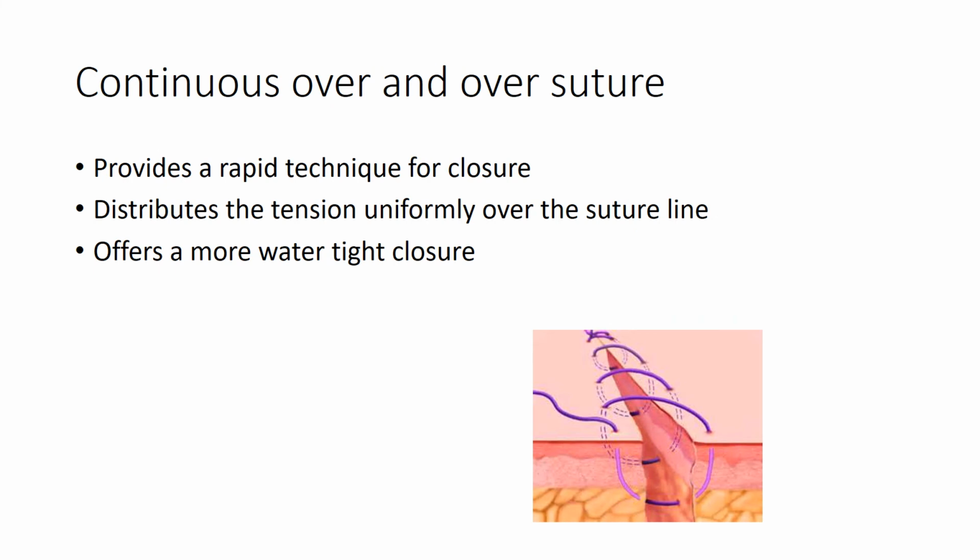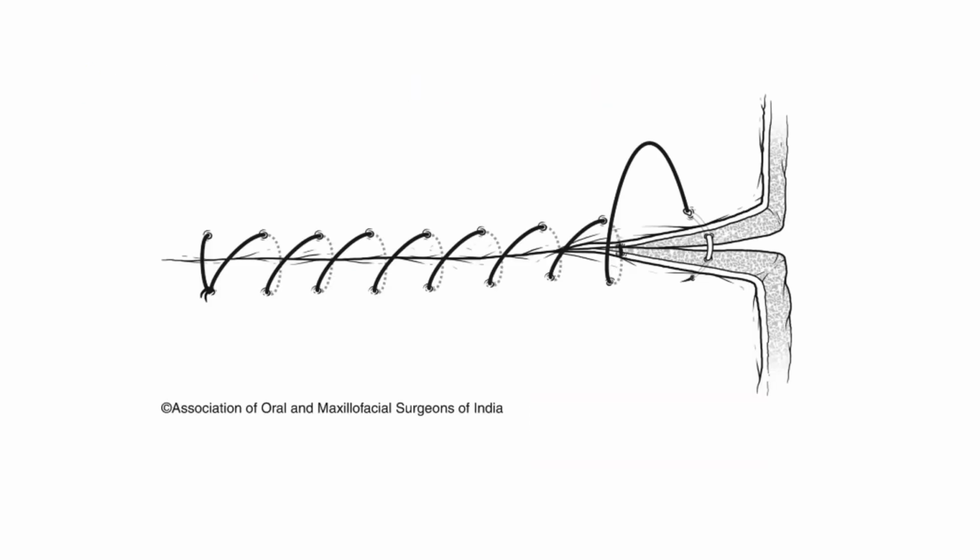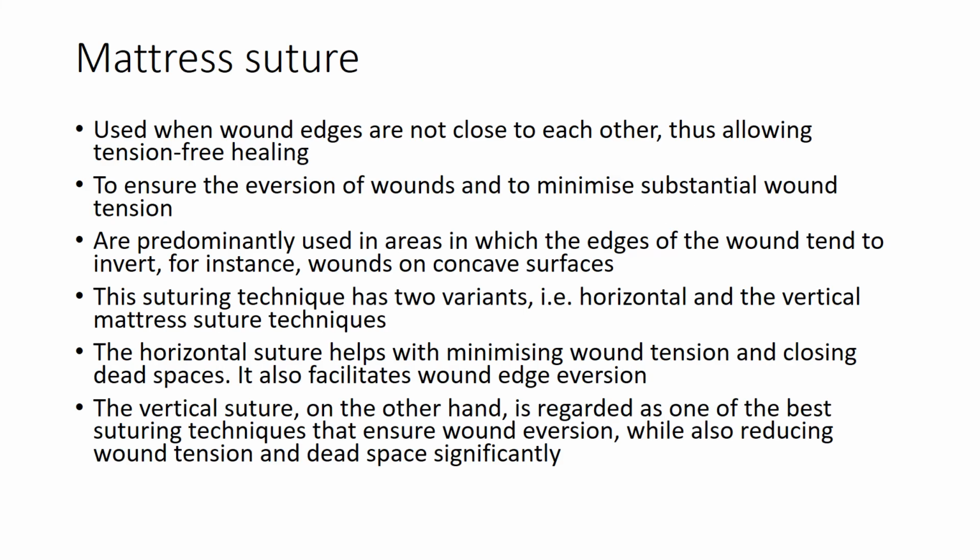Okay, so this is how continuous over and over suturing looks like. Okay, how the sutures go in and out continuously from both wound edges. So it provides a rapid technique for closure, distributes the tension uniformly over the suture line, and offers a more watertight closure. Okay, another example of over and over suture.